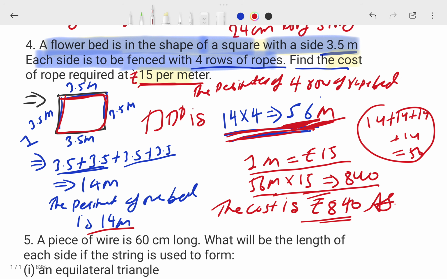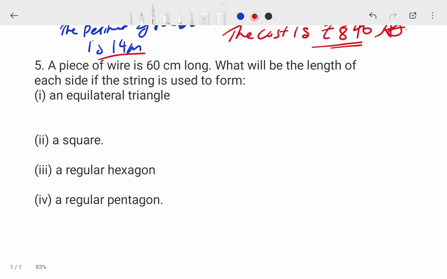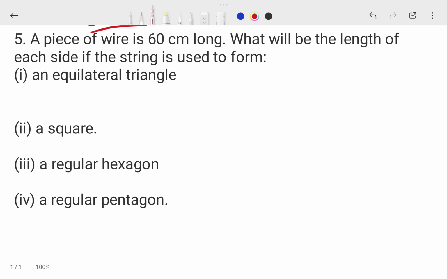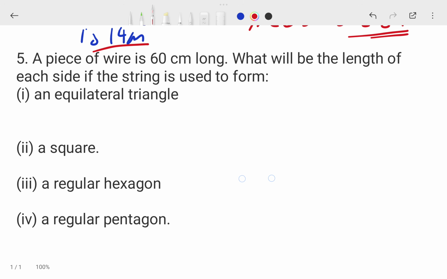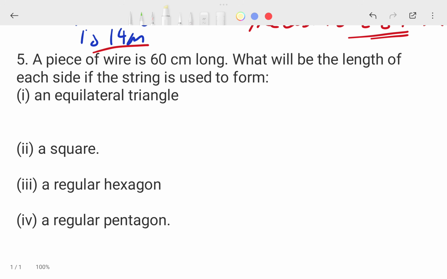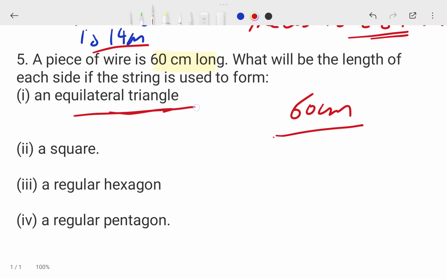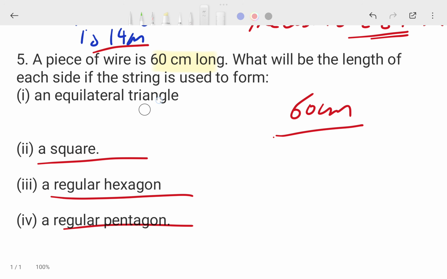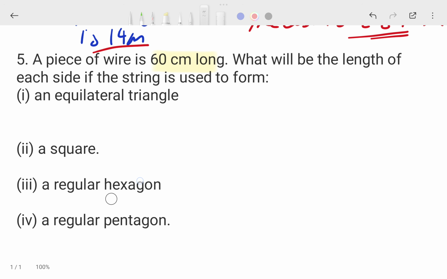It's clear. Okay, so now let's talk about the fifth question. It's also easy. The fifth question says that a piece of wire is 60 centimeters long. What will be the length of each side of the shape? Suppose this is a 60 centimeter wire. Using this wire we have to make an equilateral triangle, a square, a regular hexagon and a pentagon. So how will you make this?